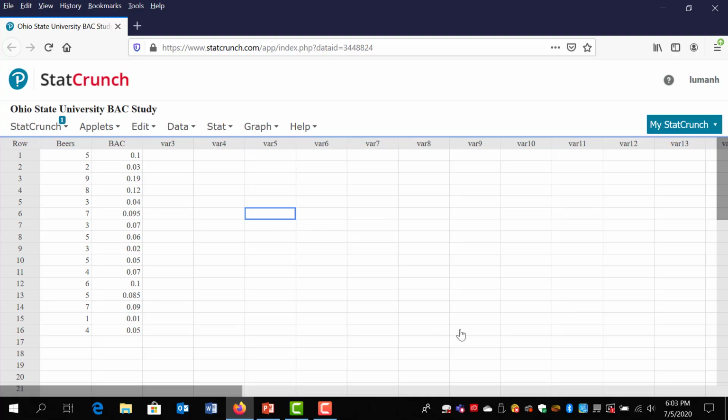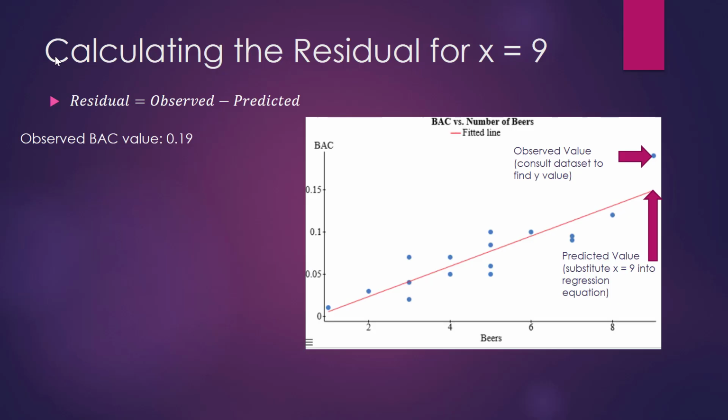Here is my data set in StatCrunch. I'm going to look over here. This left side shows me the number of beers. Notice that when the number of beers is 9, the blood alcohol content of this person was 0.19. Therefore, this is the observed value that I'm going to capture and put into my equation. Let's go back to our PowerPoint presentation and put that value in. So we have our observed blood alcohol content value of 0.19. And remember, we found that by actually consulting our data set.